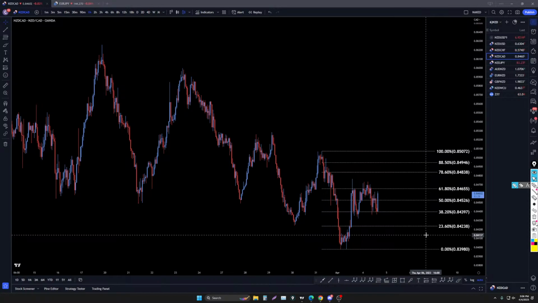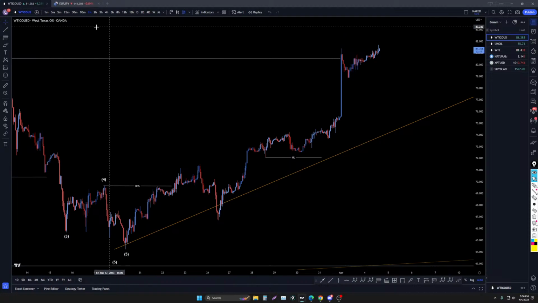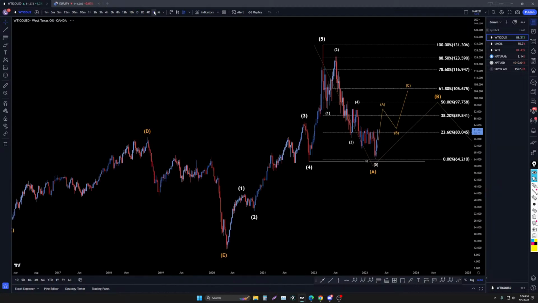So next we'll probably look at natural gas and oil, because they were both requested by my Patreon members also. So for oil, you definitely do need to go to the weekly to see the clarity, because that's where the clarity is. So on the weekly time frame, what do we see?